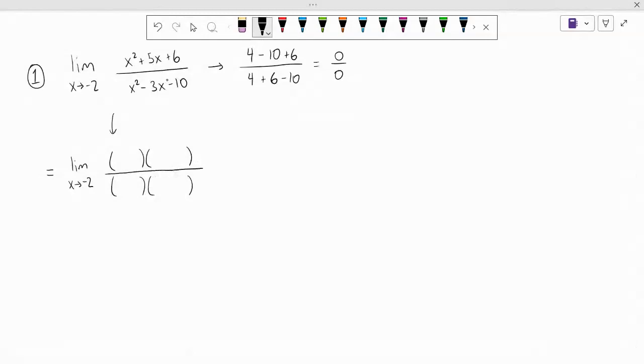Okay, so someone tell me how to factor the numerator. Yep, x plus 3, x plus 2. And then tell me how to factor the denominator. Yeah, x minus 5 and x plus 2, very good. If you factor the numerator and the denominator, notice that you are able to cancel out what they have in common.